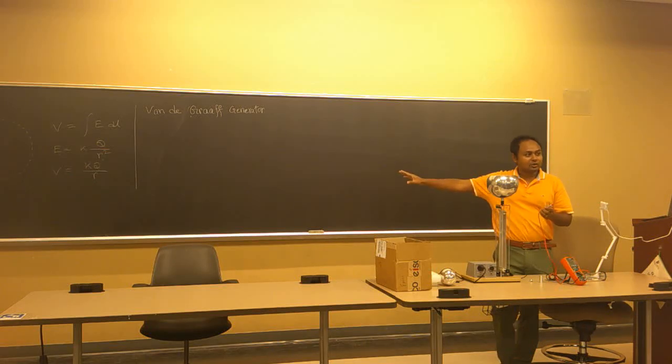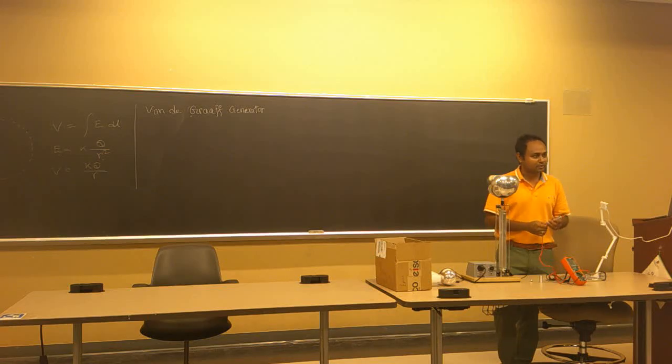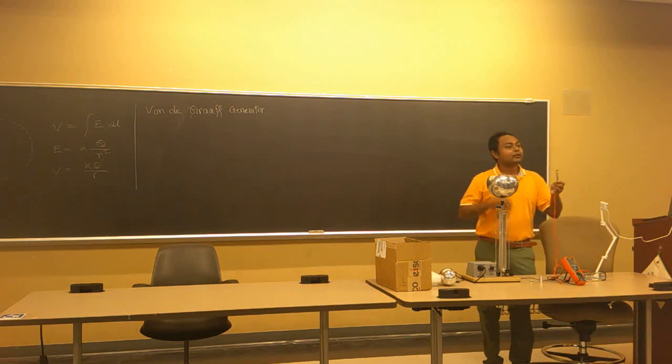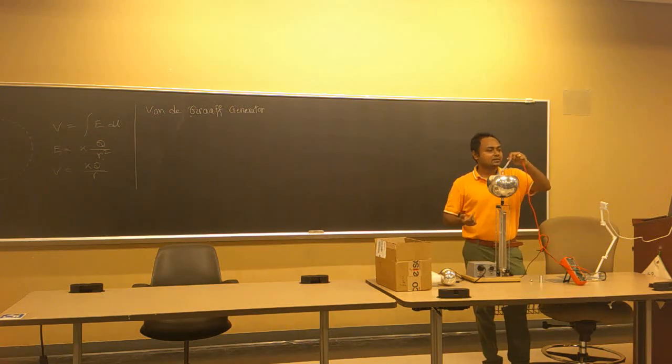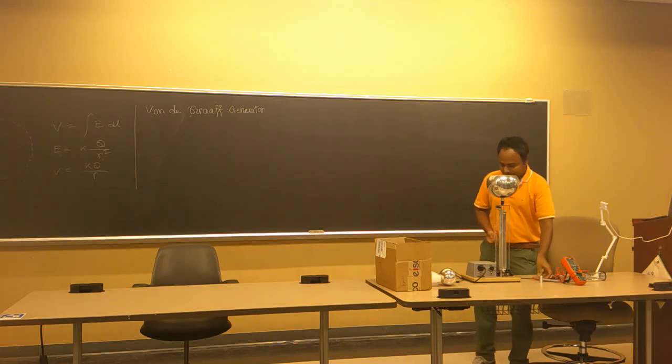That means something is not quite right about these equations, or maybe there is even more in the story that we have not yet learned about. Okay? So this V is KQ over R cannot explain why voltage doesn't increase anymore if I go inside. So what is going on here? Let's try to understand.